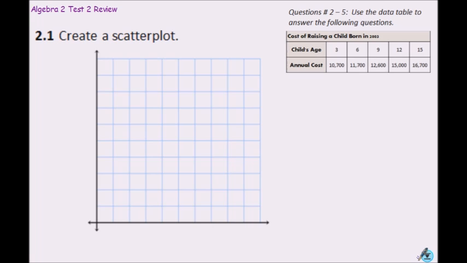So on number 2, or at least 2.1, the information that we're looking at, if you look at the table here, says child's age and annual cost. This is 2003, so maybe the numbers are a little old there, but probably not too far off. And what we're saying is that if you have a 3-year-old, on average, that 3-year-old is going to cost you $10,700, just in that 1 year. It's a lot of money.